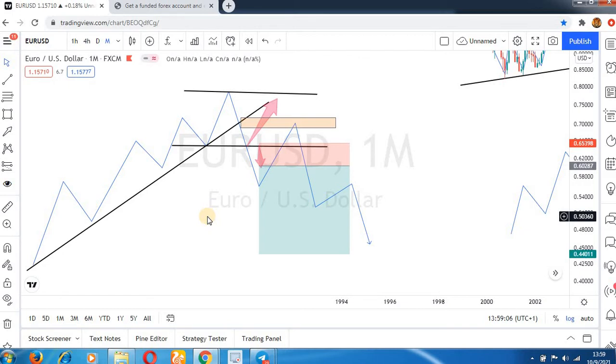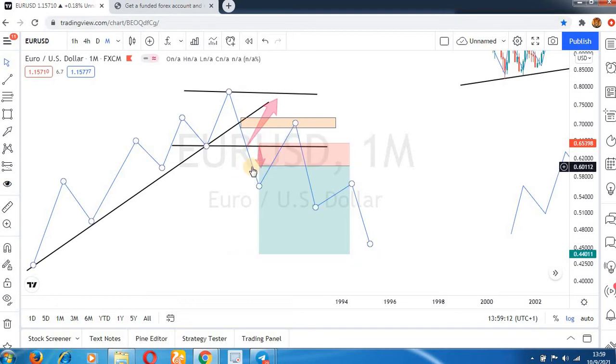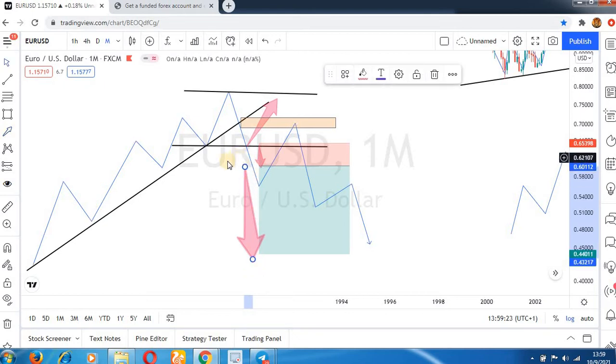So what it means is that at this point, this is not a good area for the institutions to sell, because if they dump their orders here, the market will crash. Yes, the market will create excessive imbalance, and they don't want to do that.